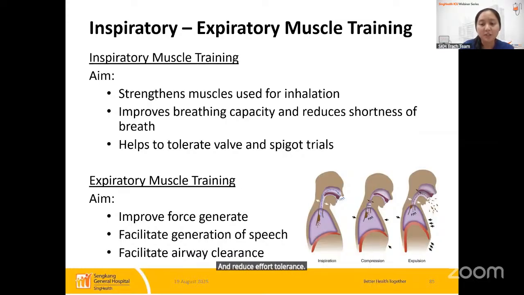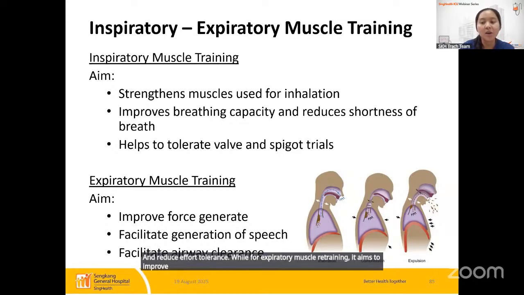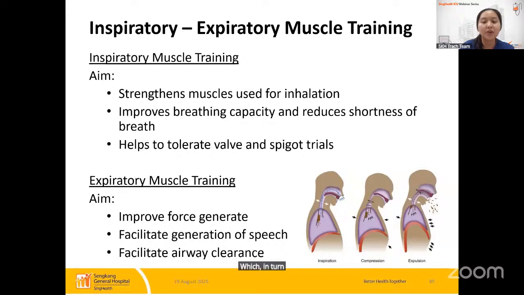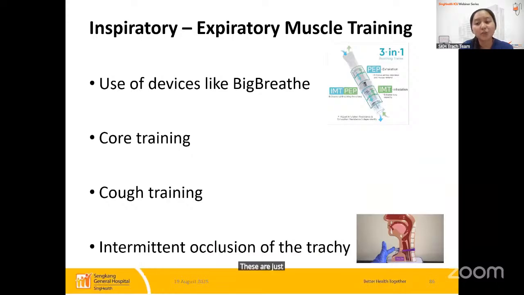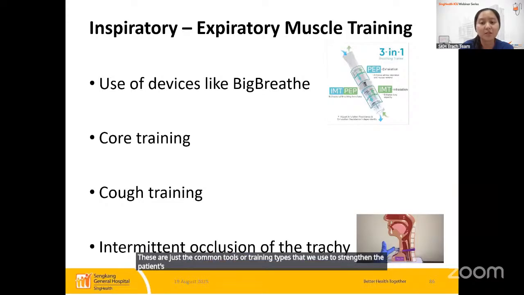While for expiratory muscle retraining, it aims to improve force generation, which in turn facilitates both airway clearance and the generation of speech. These are just the common tools or training types that we use to strengthen the patient's respiratory muscles on top of our conventional functional retraining.